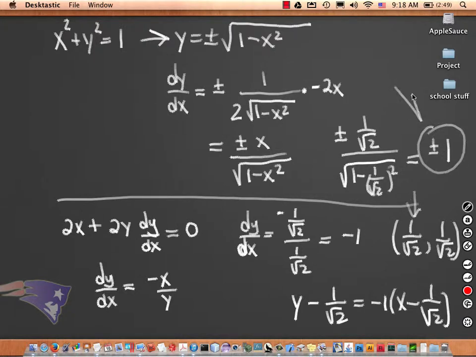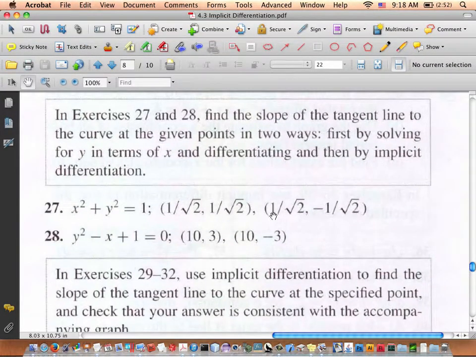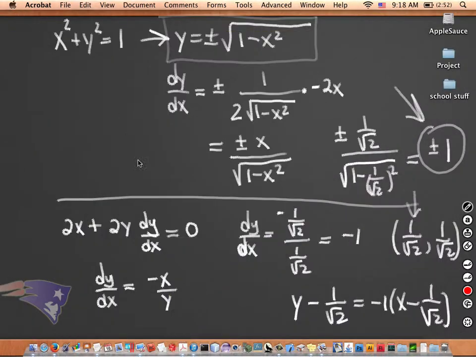Now the reason, David, why we're getting a plus and minus 1 here is because this technically is not a function anymore. This is two different equations, a plus root and a minus root. So we're going to get both slopes here. But if I go to this ordered pair here, McKenna, 1 over square root of 2, negative 1 over square root of 2, and if I plug that in here, then that gives me the positive 1 as a slope when I plug that in here.